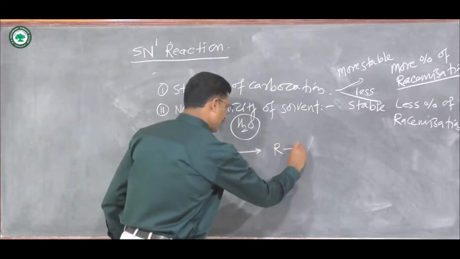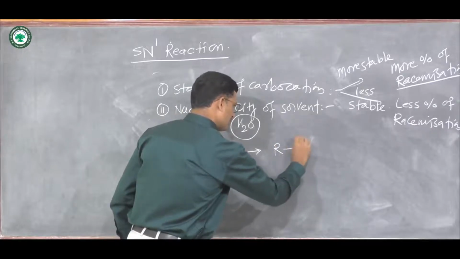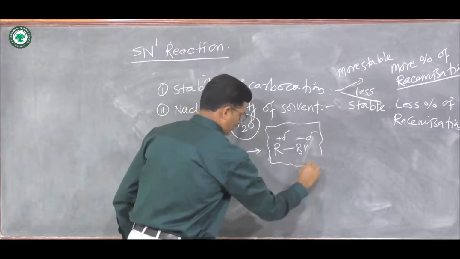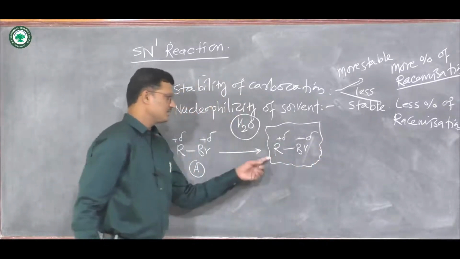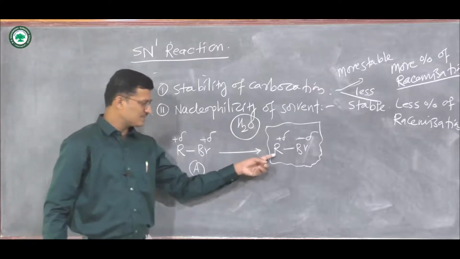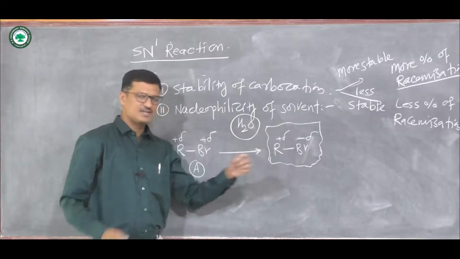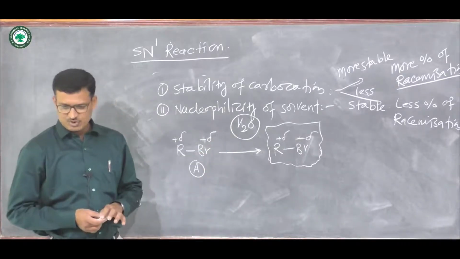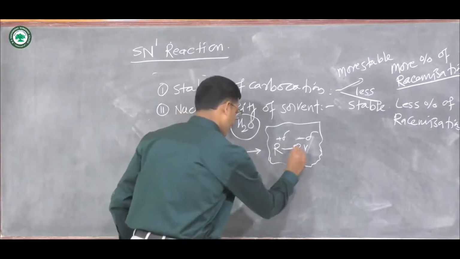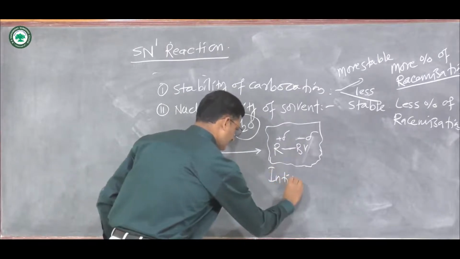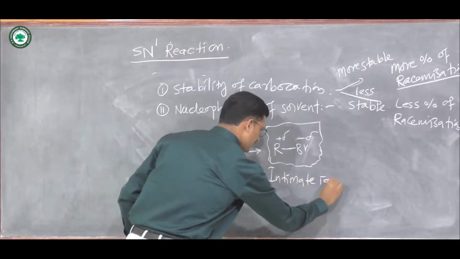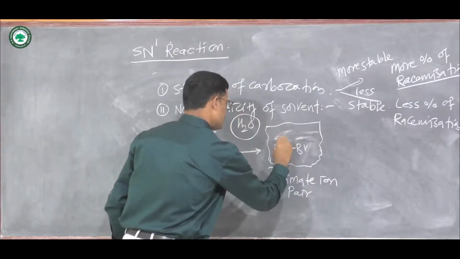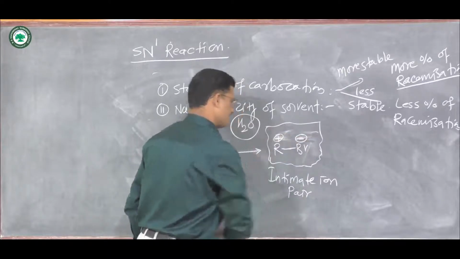Then in the second case, the water molecules surround the substrate. R-Br is the substrate, and around that substrate there is water, or solvent. This is called an intimate ion pair, with a positive charge and a negative charge.